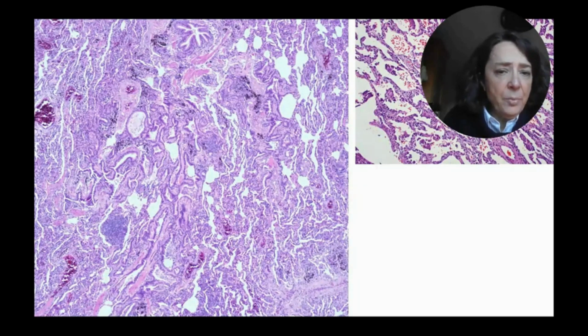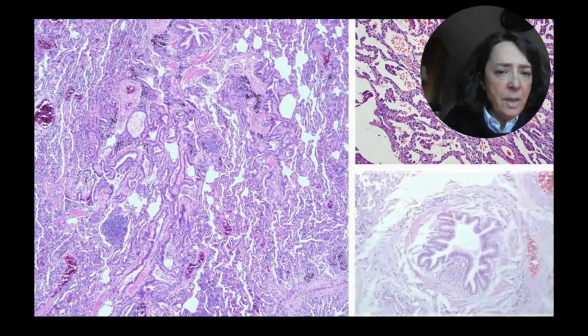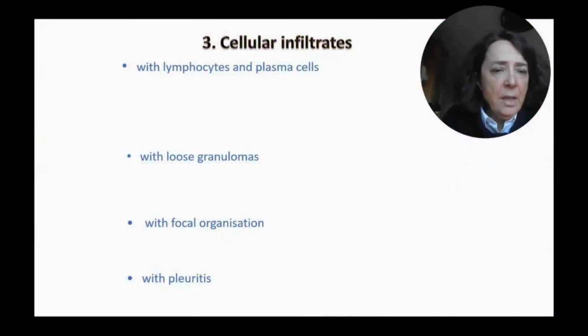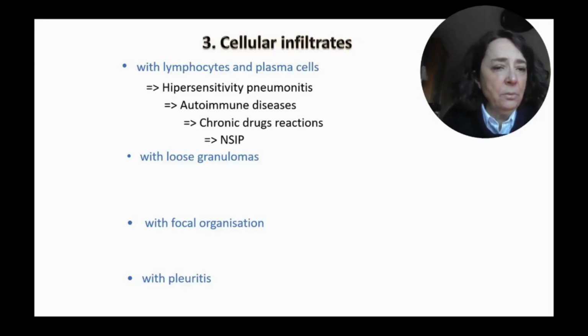So we have another picture here with the same type of features. And in this case, you have everything to diagnose HP, hypersensitivity pneumonitis, because in the bronchioli, if you can see it, we have a well-formed or a loose granuloma, non-necrotizing, which is typical in HP. So when you have this kind of biopsy with increase of inflammation, you just go to high power and look at the type of cells that you have.